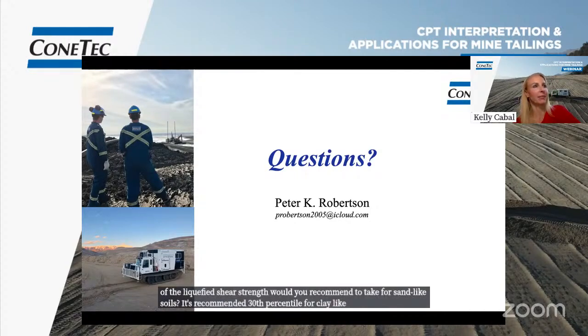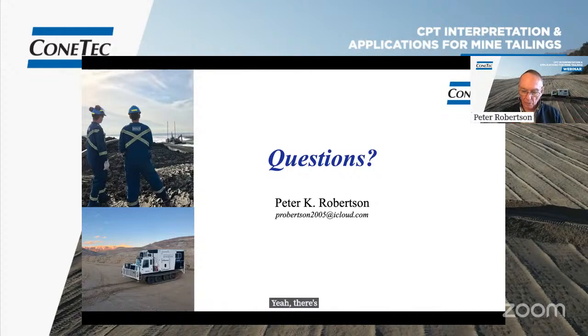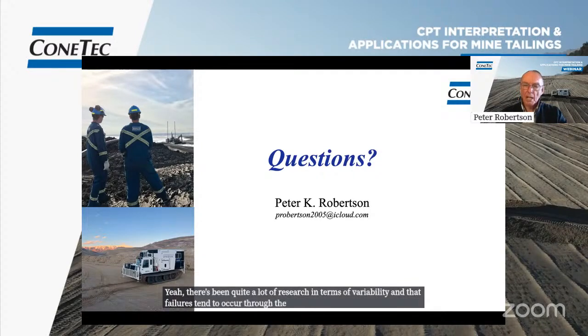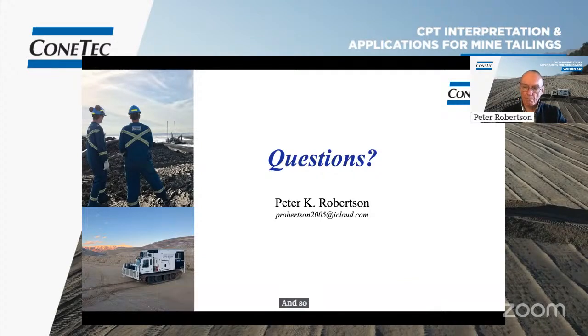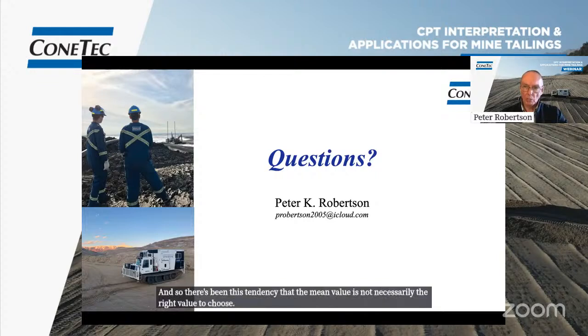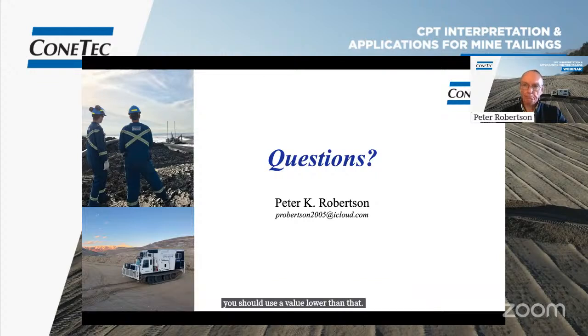What would you say? Yeah, there's been quite a lot of research in terms of variability, and failures tend to occur through the weaker areas. And so there's been this tendency that the mean value is not necessarily the right value to choose. You should use a value lower than that. The numbers that have been suggested are somewhere between 20 and 30%.